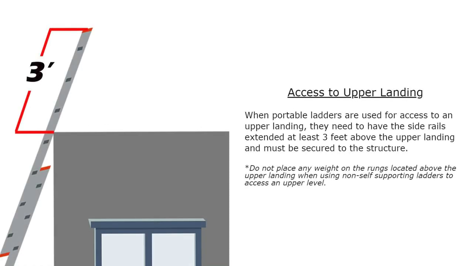Access to upper landing. When portable ladders are used to access an upper landing, they need to have the side rails extend at least 3 feet above the upper landing and must be secured to the structure. Do not place any weight on the rungs located above the upper landing when using non-self-supporting ladders to access an upper level.